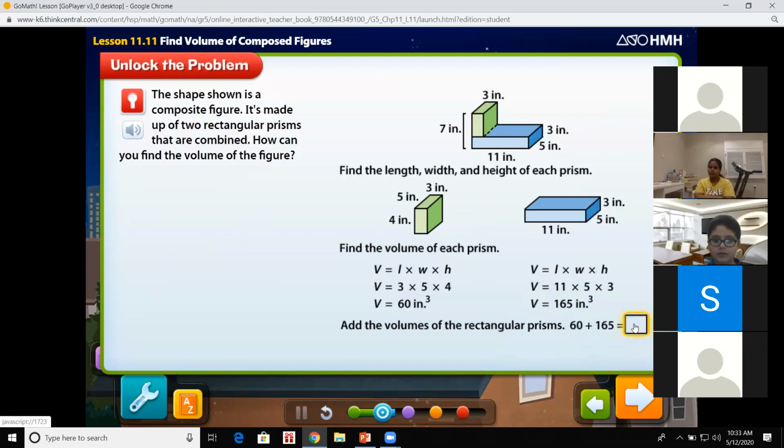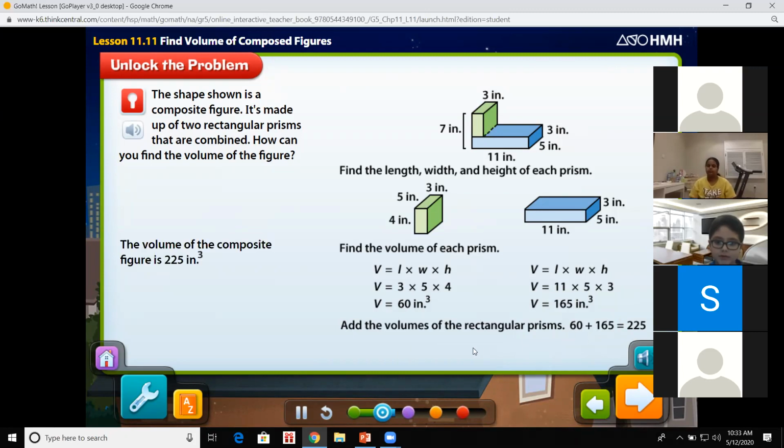So, what is 60 plus 165? Mental math. Yusuf. Come on. Miss, 60 plus 165, yes. 225. Very good. 60 plus 165 equals 225. So the volume of the composite figure is 225 cubic inches.